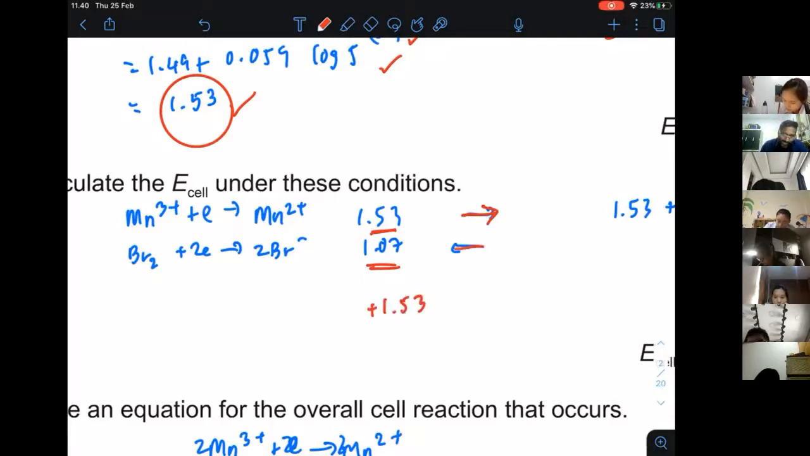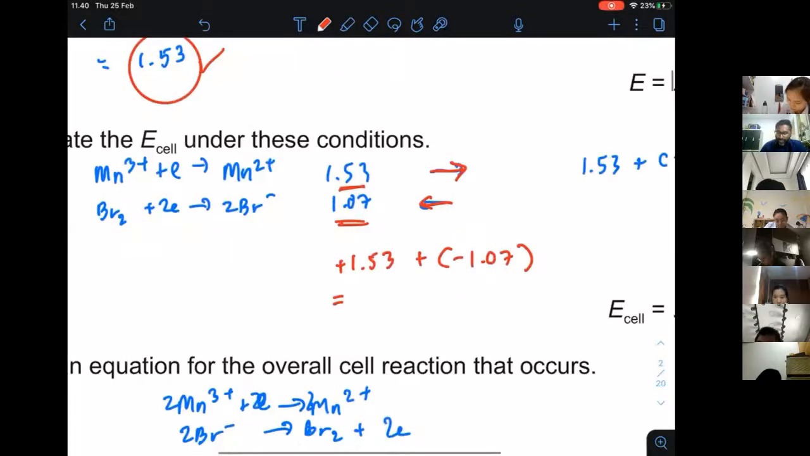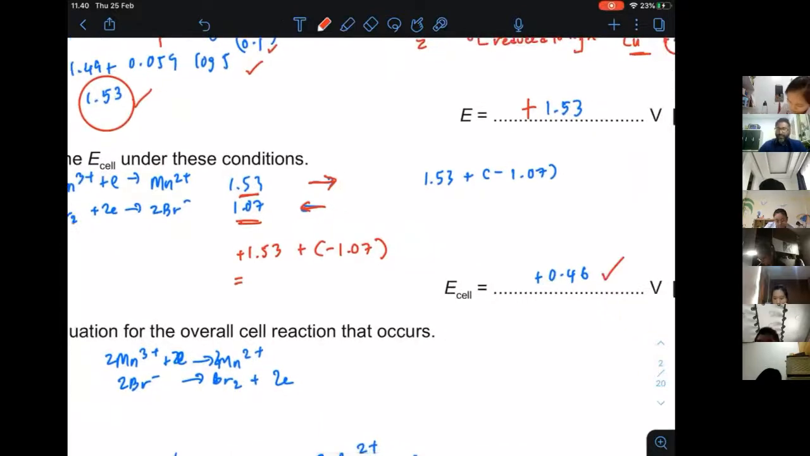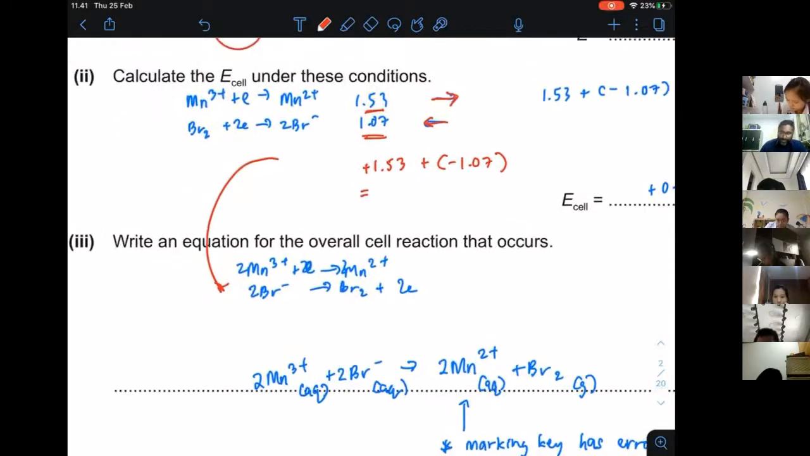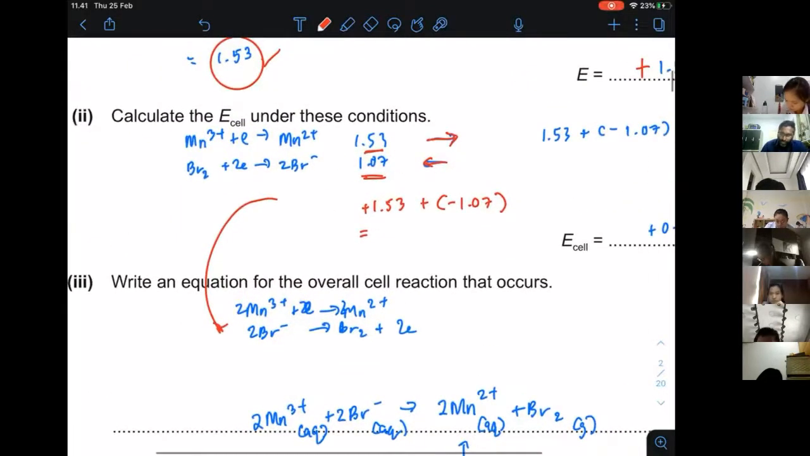But I know this one will move to the left. If it is moving to the left, then it's supposed to be negative 1.07. When I add these, I am going to get positive 0.46, and this is going to be the extension to that. What actually happens is this moves to the right and this one moves to the left, so Br minus becomes Br2.